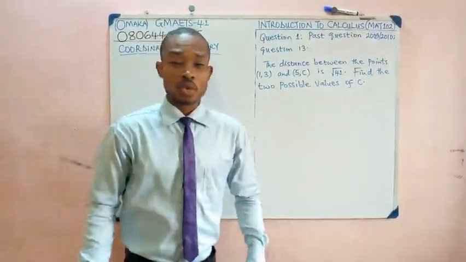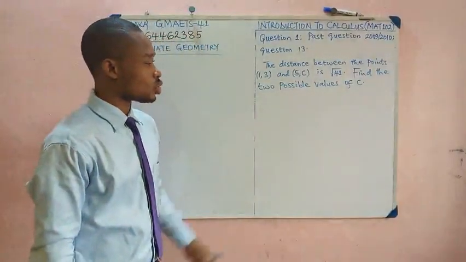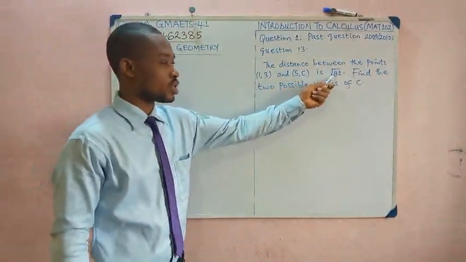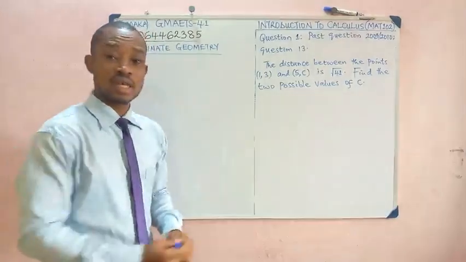We have this question on the board, question 1 here, okay? The distance between the points (1, 3) and (5, C) is root 41. Find the two possible values of C.